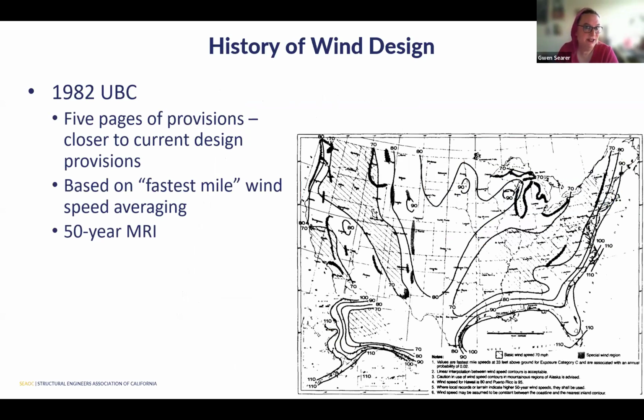In 1982, the provisions had ballooned to 5 pages, which, you know, are much closer to current design provisions than what I just showed you. These wind speeds are based on what's called fastest mile wind speed. So fastest mile is the time it takes for a mile of air, 5,280 feet of air, to pass by you, and then you can compute the wind speed. So for example, if it takes a minute for a mile of wind to pass by you, that wind is moving at 60 miles per hour on average.